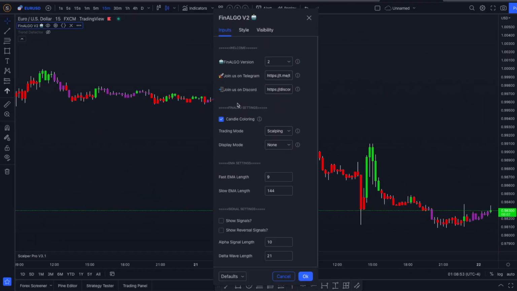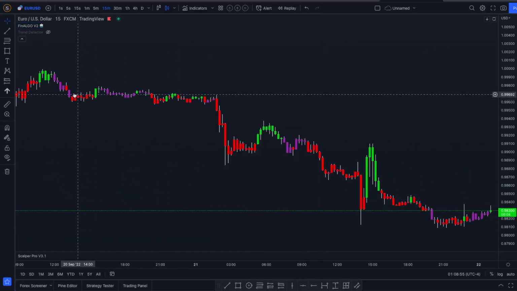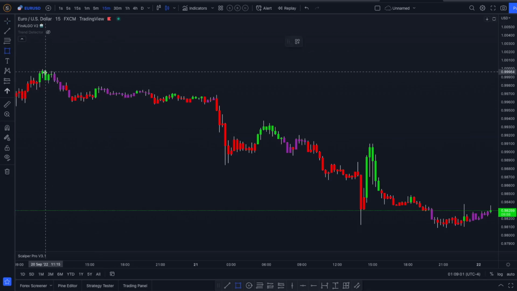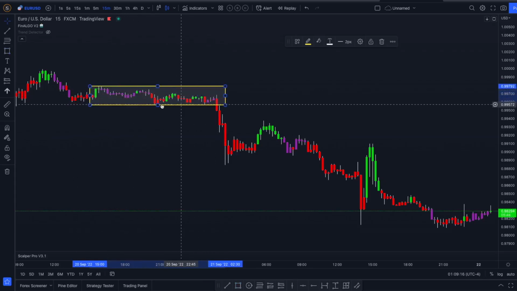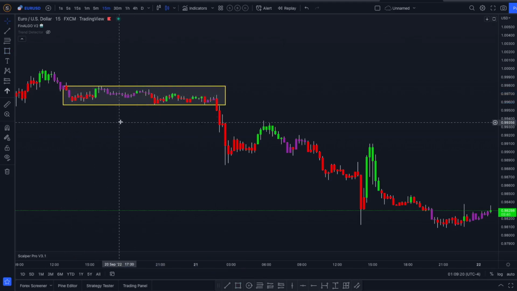Let's talk a little bit about the candle coloring. So we see purple candles usually when we are inside a consolidation range. So let's say, for example, you would have seen this price action. We saw this movement to the downside. That's not really what we would consider a consolidation range, but right here we saw those very narrow candles with almost no movement at all. So what I usually do is I draw a box around that and consider this as my consolidation range.